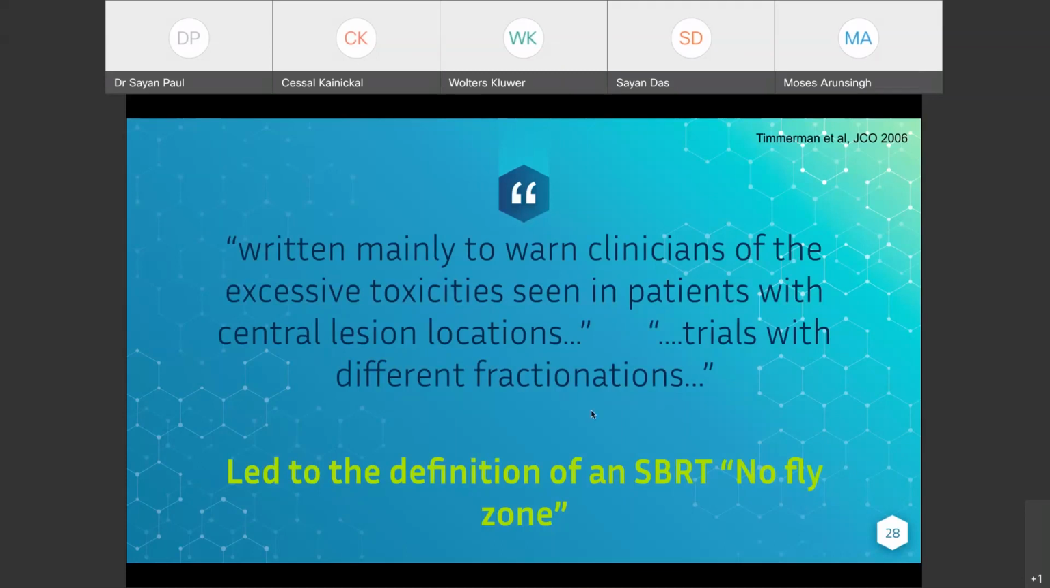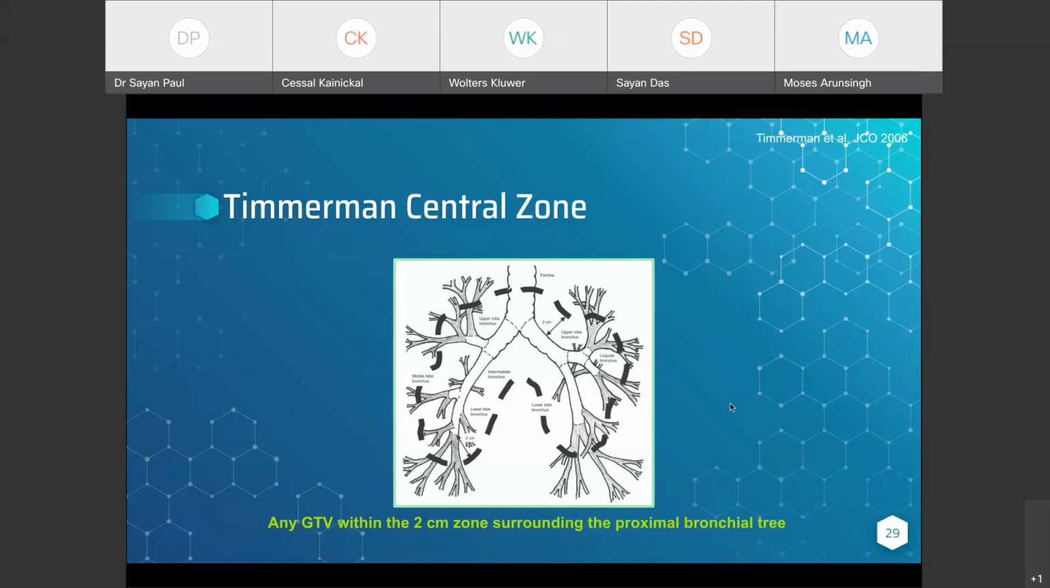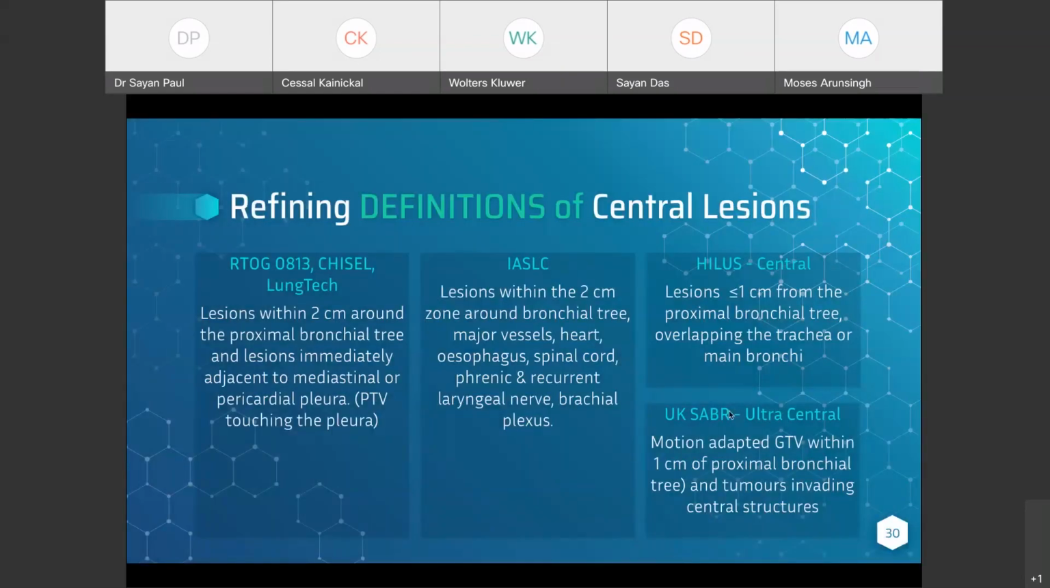And all these led to the definition of the SBRT no-fly zone. I think everyone would be familiar with this picture. This is a 2-centimeter zone around the proximal bronchial tree. But over a period of time, there has been a refining of the definitions of central lesions, with different groups adopting different definitions, including different structures in the mediastinum.